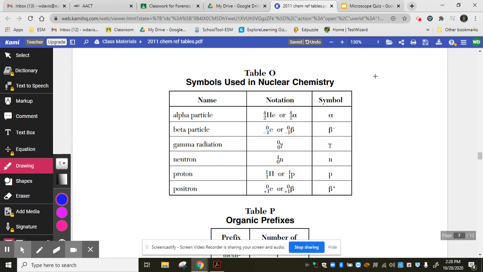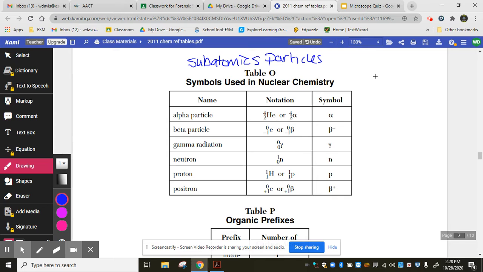All right, so I'm going to take you through reference table O, and we are going to talk about our subatomic particles that we have learned so far in this unit. All right, so this is going to be our table O lesson number 1. All right, so we have our alpha particle.